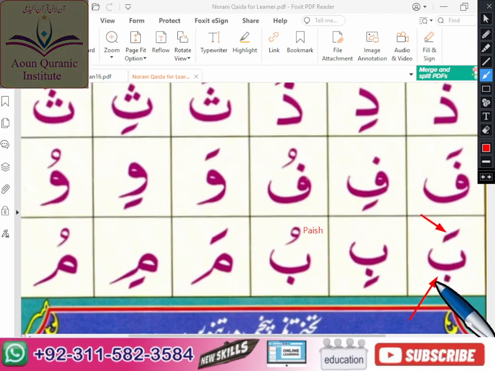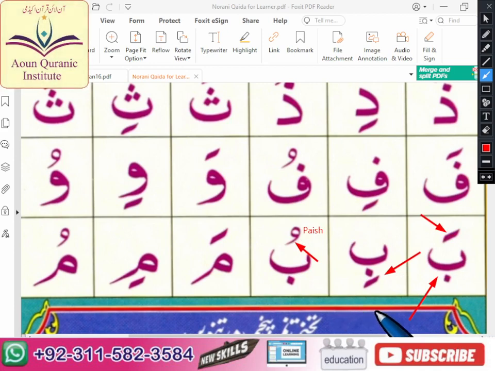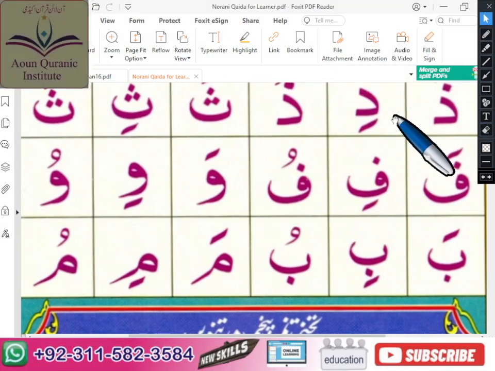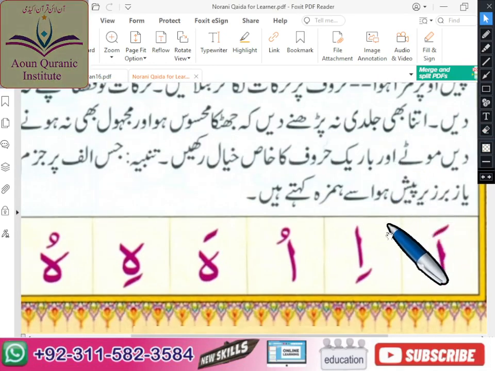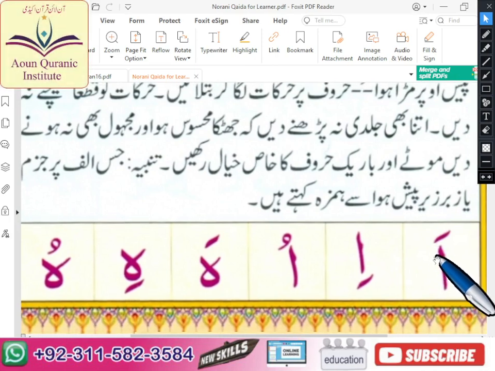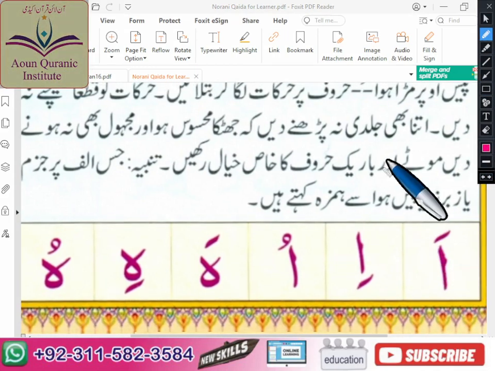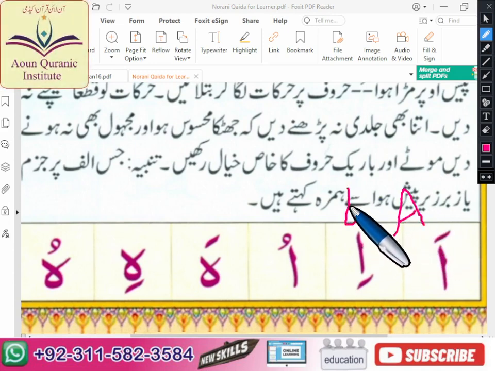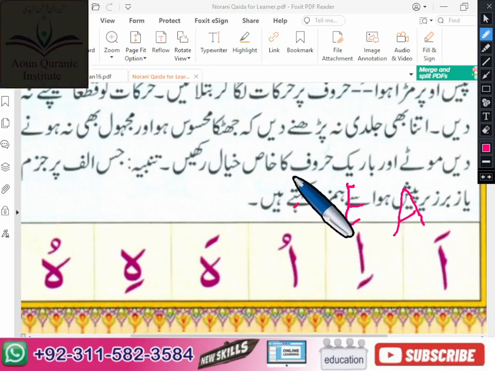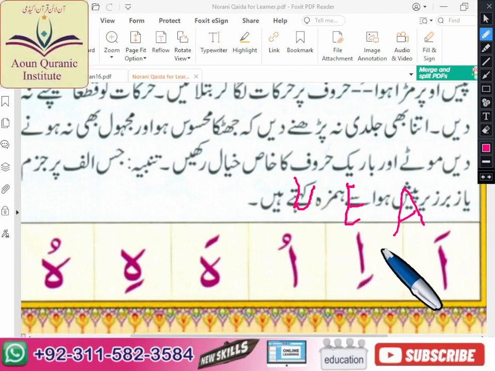We know symbols like this one is zabar, this one is zer, this one is pesh. So now there is one thing left. This is called sound. This one is very easy. For zabar, sister, zabar sound is a. Zer sound is e, and pesh sound is o. A, e, o.